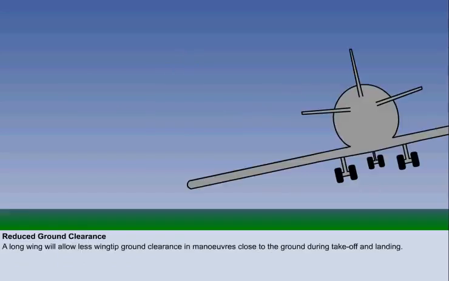A long wing will allow less wingtip ground clearance in manoeuvres close to the ground during takeoff and landing, which could be a significant factor in a crosswind or gusty conditions.